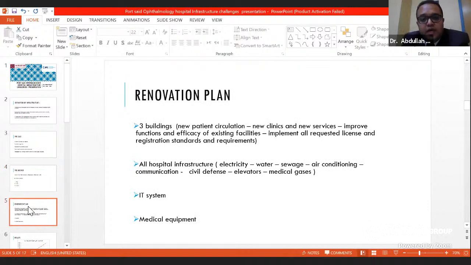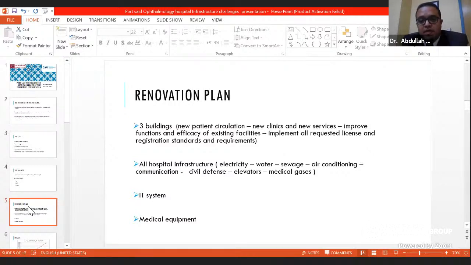In the renovation plan we had three buildings to renovate. Each building had a very separate function: one for administrative services, one for OPD, and one for surgeries and inpatients. We had to make a new patient circulation including these three separate buildings, introduce new clinics and new services such as investigations, improve the functions and efficacy of the existing facilities, and implement all required licensing and registration standards and requirements.